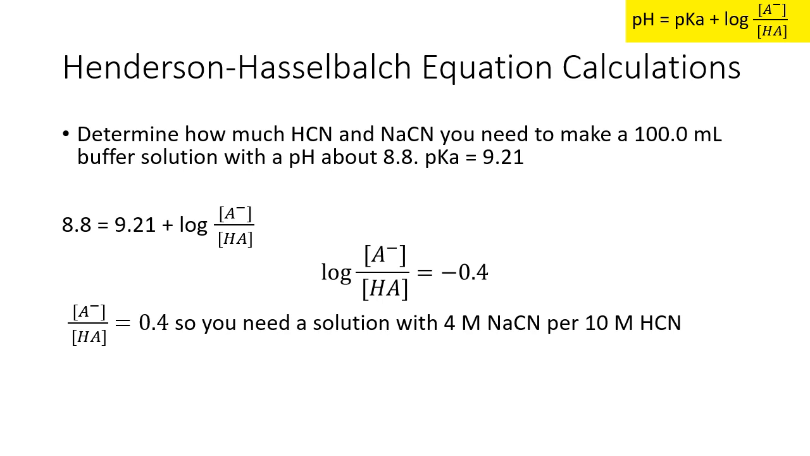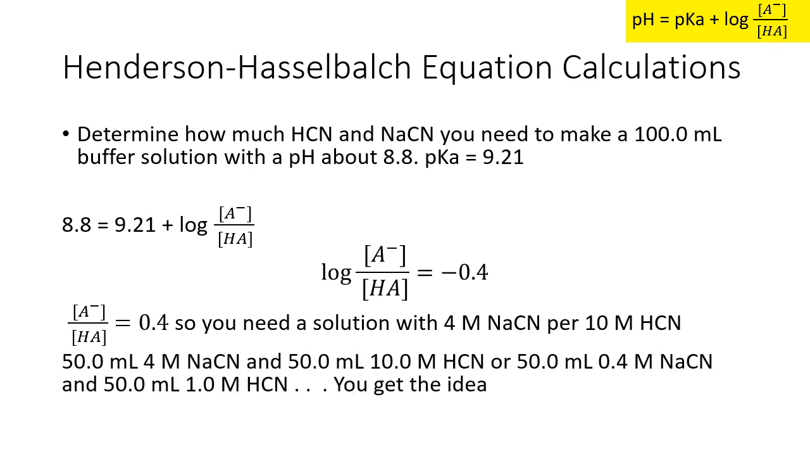And we can do this in a lot of different ways. We could say, I'll take 50 milliliters of 4 molar NaCN, and I'll take 50 milliliters of 10 molar HCN, and that'll make 100 milliliters of buffer solution at the right pH. Or I could do 50 milliliters of 0.4 molar NaCN, 50 milliliters of 1 molar HCN. You get the idea. The equation doesn't specify the buffer capacity, so there's many possible solutions.